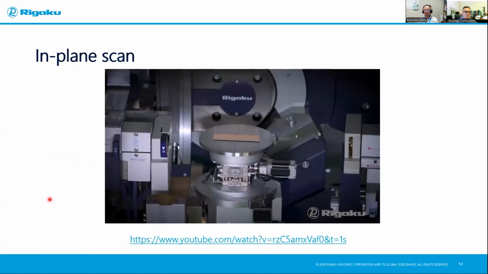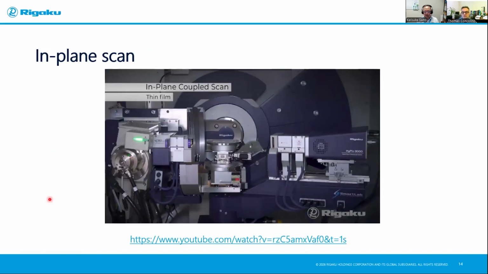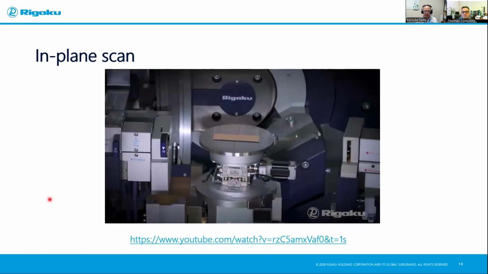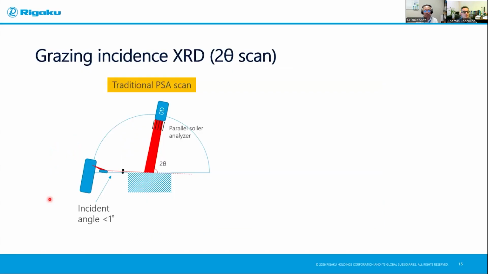This movie is showing how we achieve the in-plane scan. As you see, the detector is rotating parallel to the sample surface, and the sample is spinning in plane. But this in-plane geometry requires a specific option on your diffractometer. If your diffractometer is not equipped with this option, one alternative way to do the grazing-incidence scan is grazing-incidence XRD, sometimes called GID, for example.